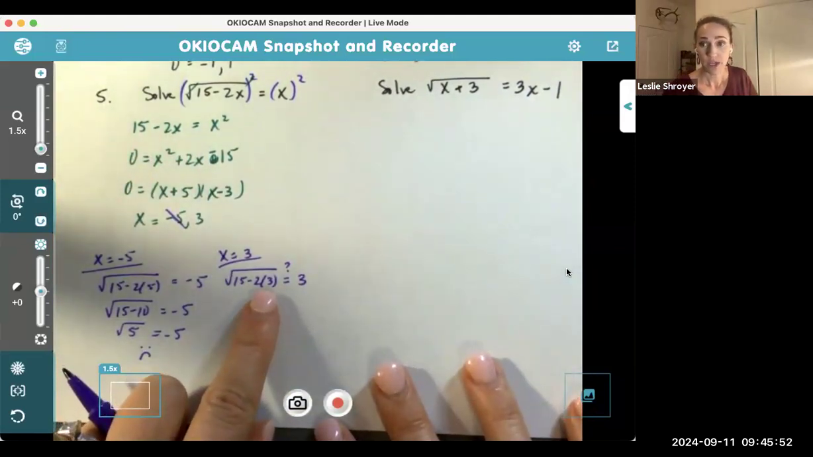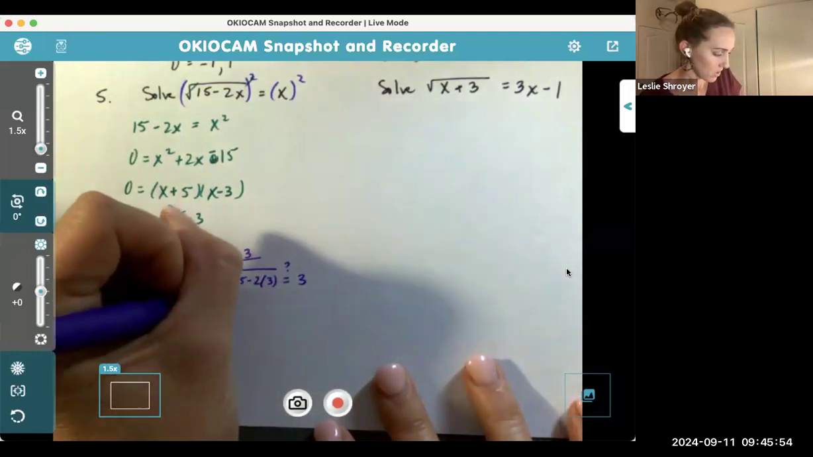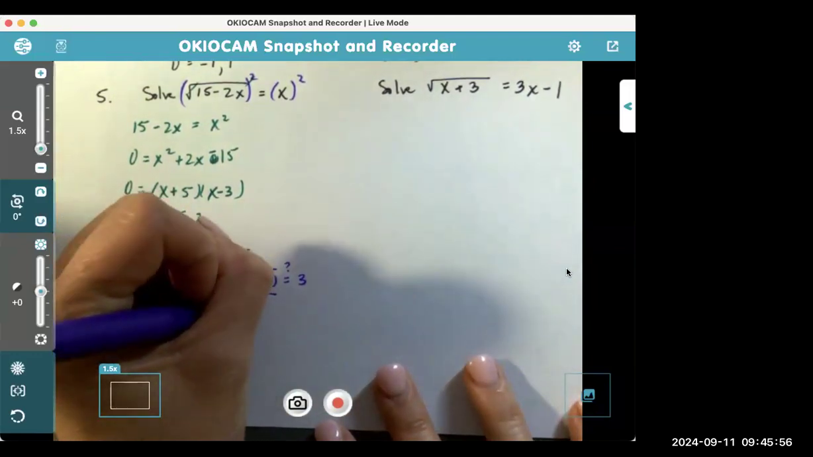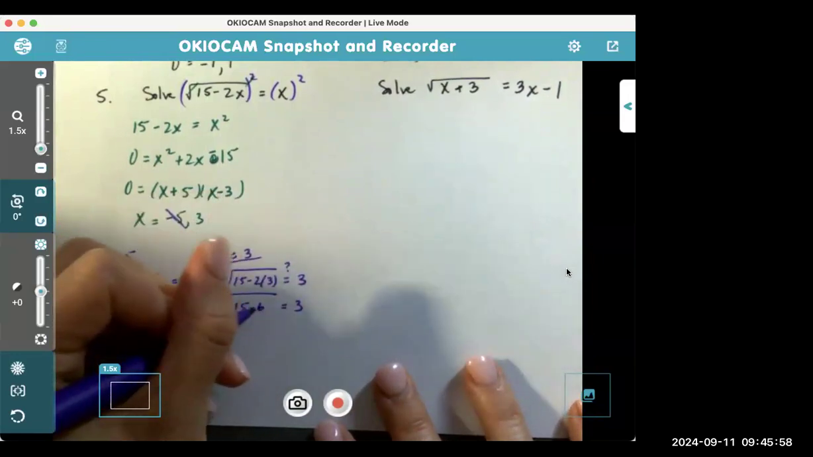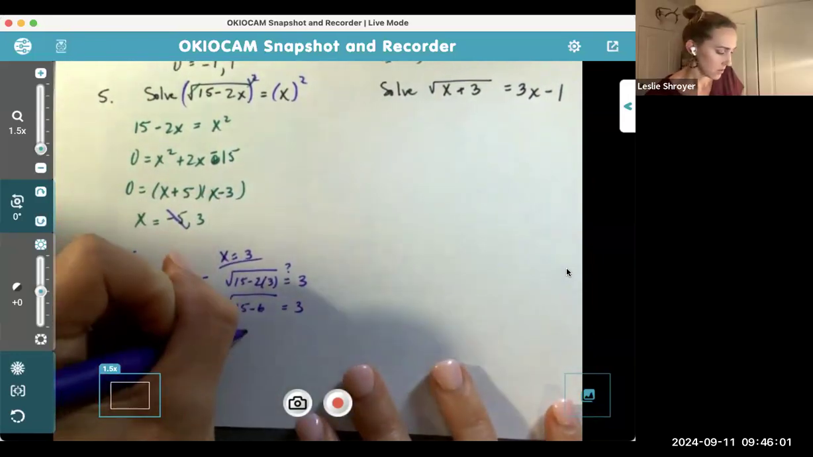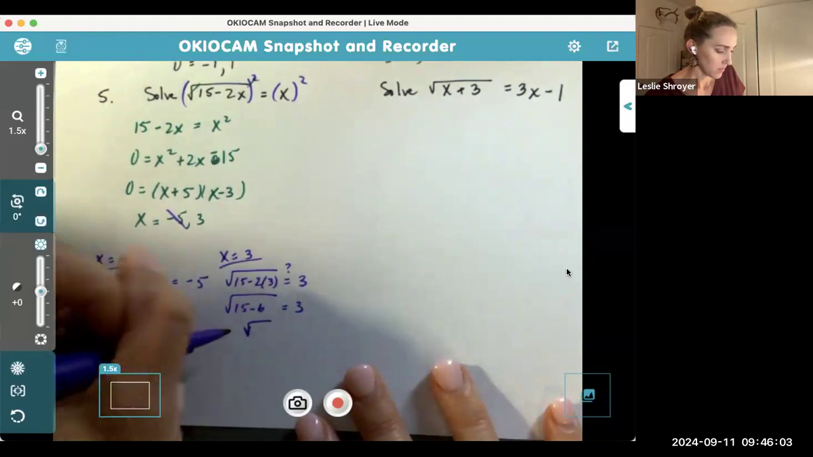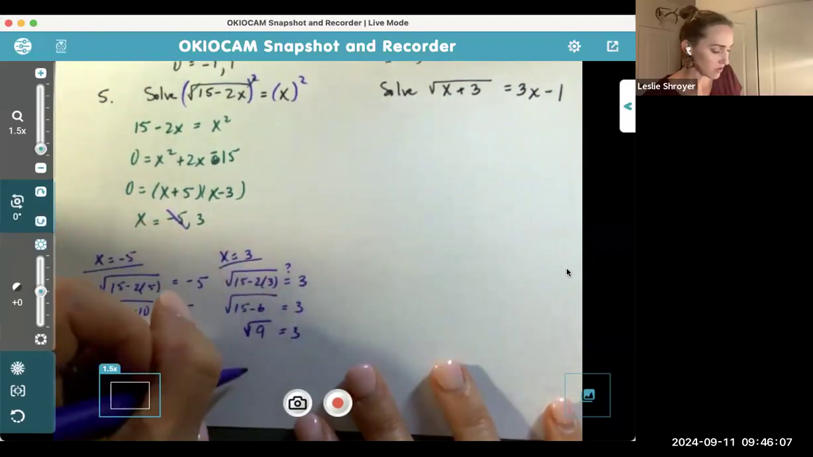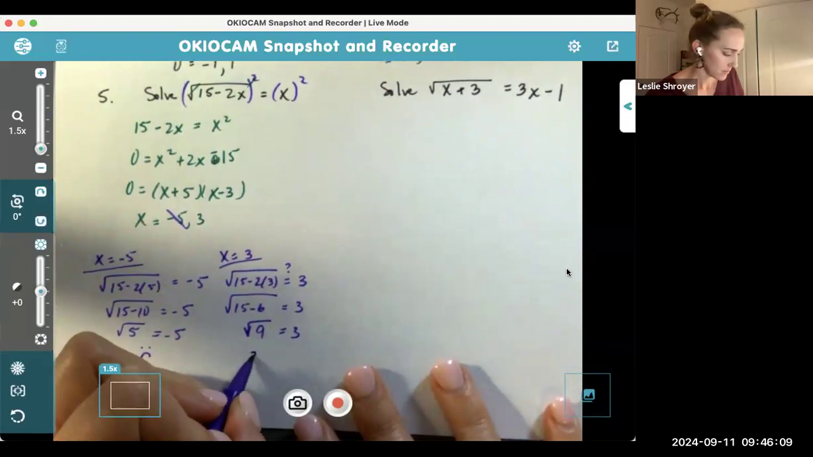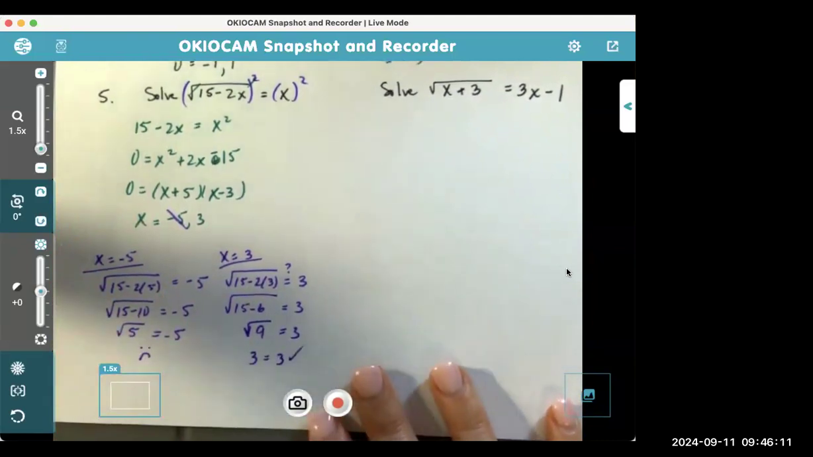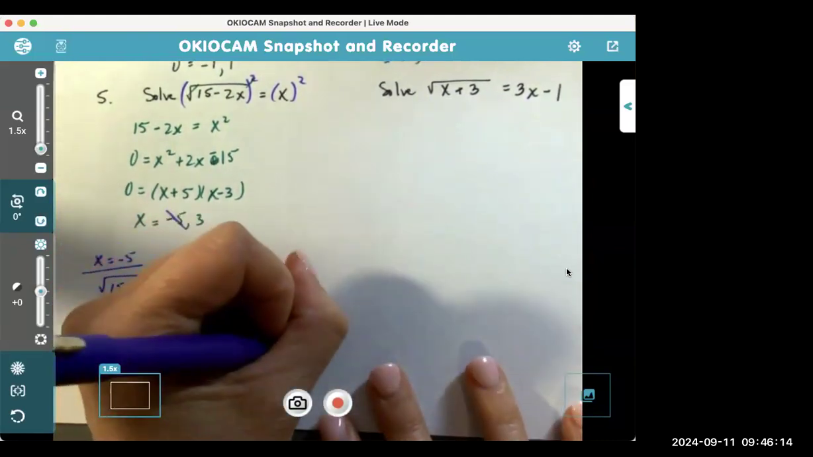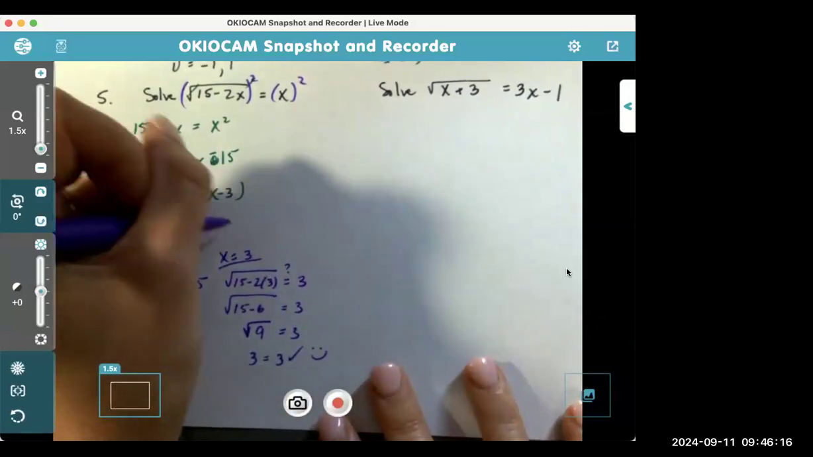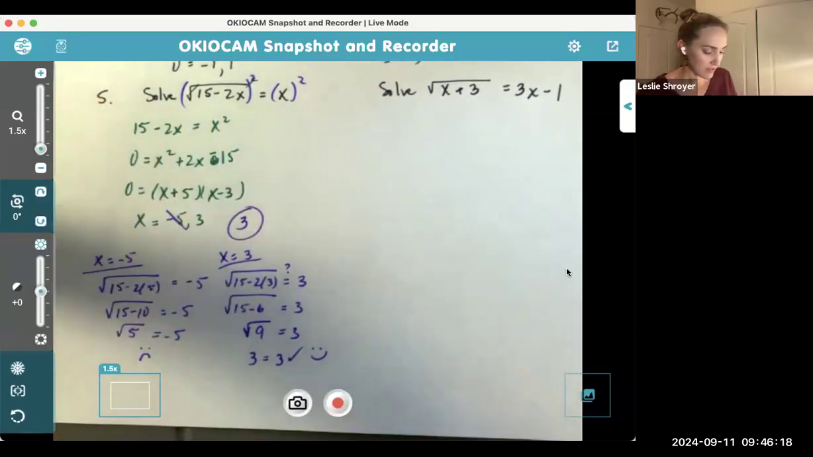So what is 2 times 3? 6. What's 15 minus 6? 9. And what's the square root of 9? 3. So does 3 equal 3? Yes. So for this example 5a, the only answer is 3.